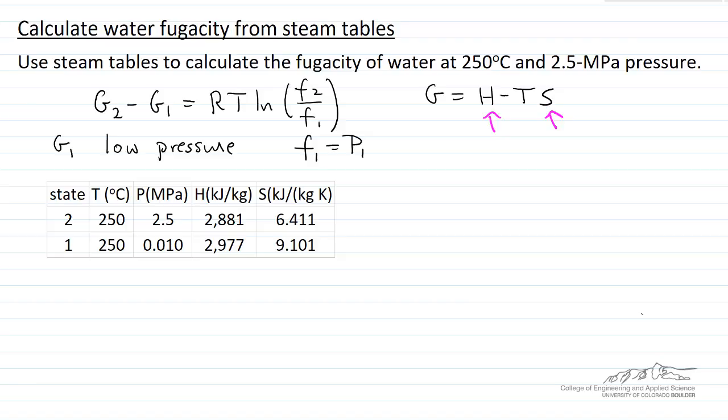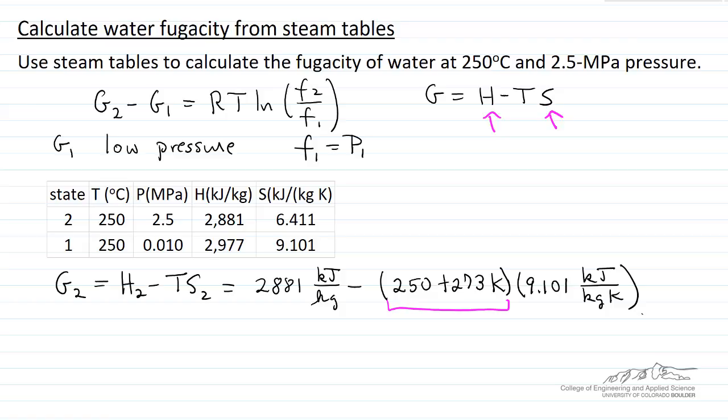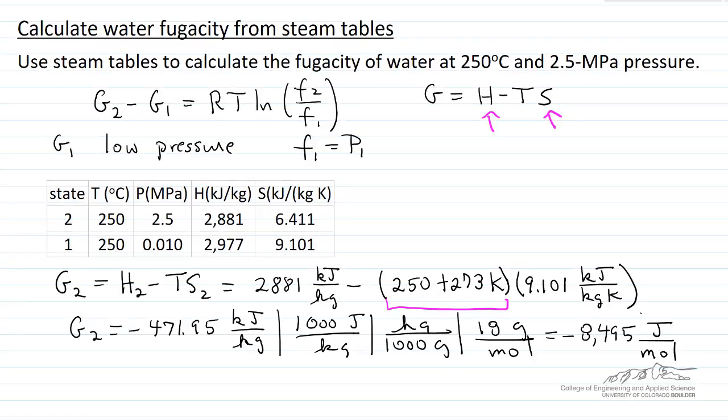So let's look at the numbers from the steam tables, and I'll show how we calculate G2, G2 being at 250 degrees C and 2.5 megapascals. So H2 minus TS2. Note that we made the temperature absolute by adding 273. Now we'll multiply out, but also convert to units of joules per mole, because that's what we need to substitute into the equation. So I did the units conversion, and then I put in the molecular weight for water. So I have G2, and in the exact same way I could calculate G1. Just let me show you those values.